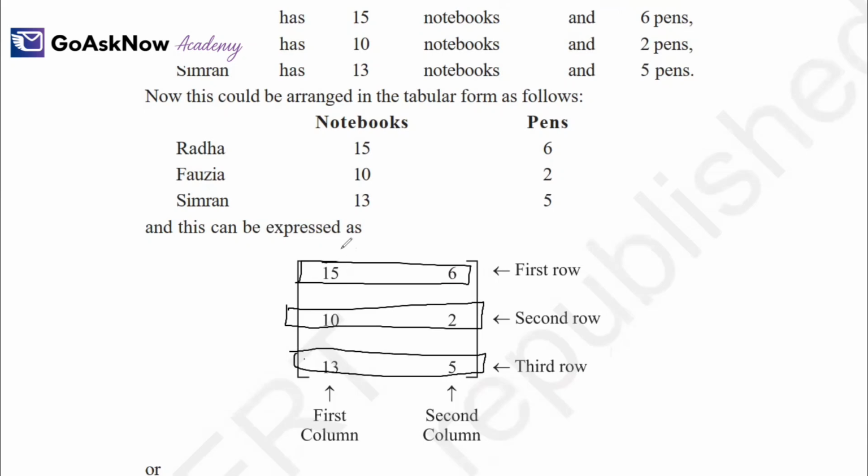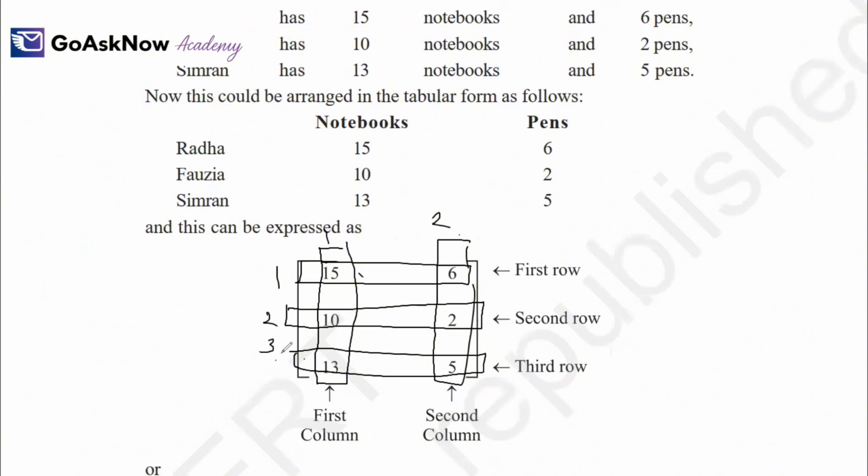But if you see the vertical arrangement of your numbers, then it is called a column. Here also you have a second column. So how many columns are there? 1 and 2. And how many rows? 1, 2, and 3. Okay.